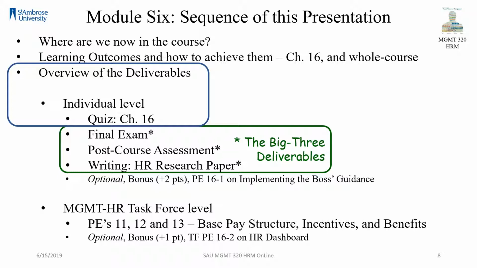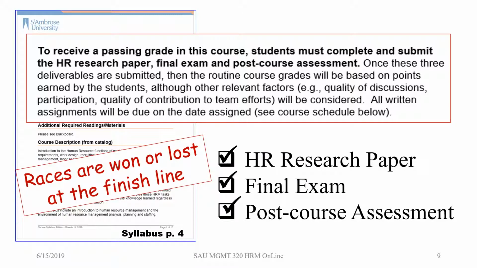Now let's focus in the middle. In the green box is our Big-Three Deliverables. And you're being reminded that in order to have your grade points be counted, you have to have the pre-step of these 3 deliverables delivered: the research paper, the final exam, and the post-course assessment. The research paper is in Module 5 assignments. The final exam and the post-course assessment are in the Module 6 assignments. Races are won or lost at the finish line. Don't forget to cross it.